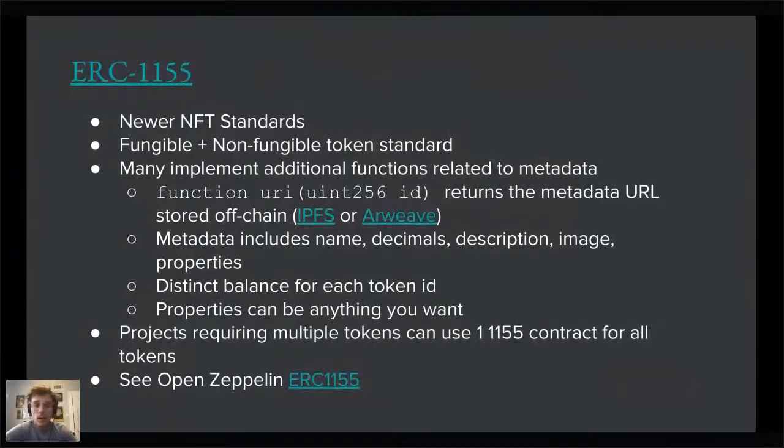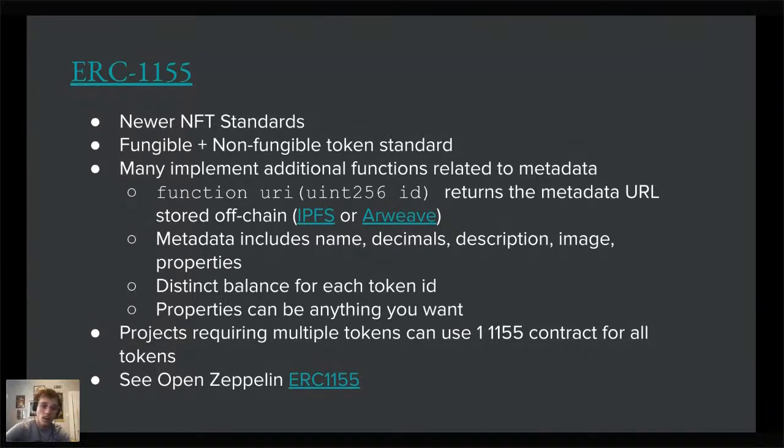The metadata specified in 1155 is a bit richer than in 721. It includes name, description, and image for each token, like with 721, but it also includes decimals. If you have decimals, that indicates a fungible token, so that specific token defined at that ID will be a fungible token. And then there will be a balance associated with each account that owns part of that token.